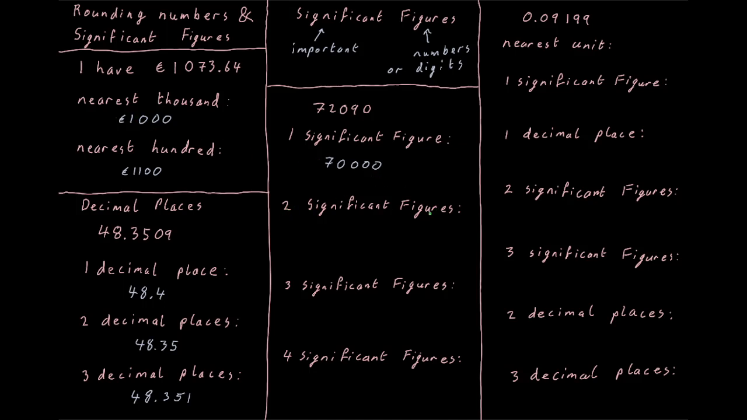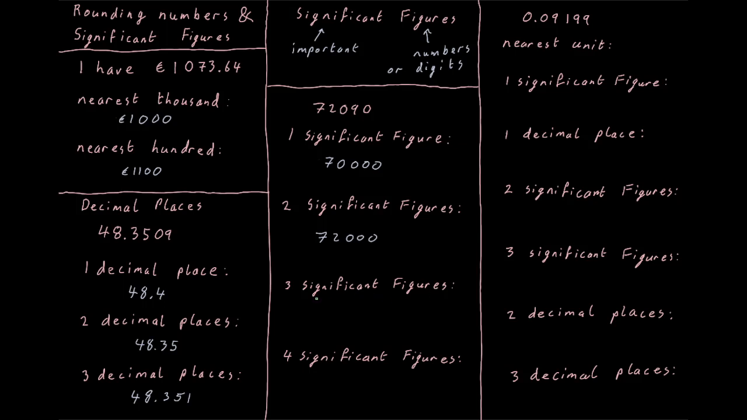To two significant figures, well, the two most significant figures would be either 7 and 2, and I haven't had to do any rounding up here because both of these digits so far have been followed by numbers less than 5. So I just write down 72,000, and that's quite a good approximation of this number.